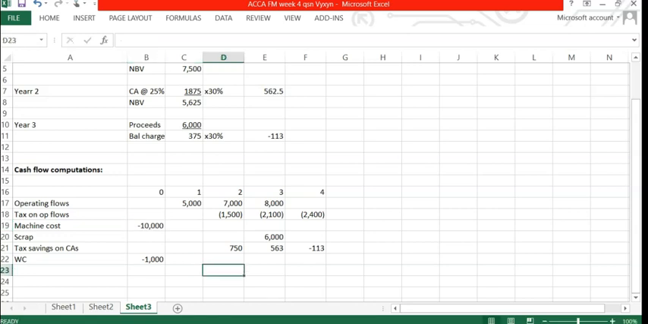Then you move on. You have to know that this amount of 1,000 is going to be recovered as a positive figure in year 3. Then you are done with the working capital. Then you come to the net cash flows.